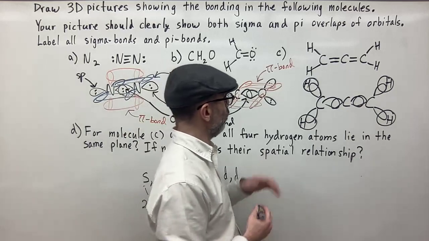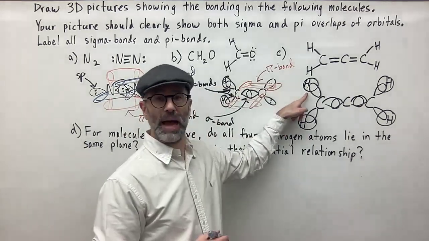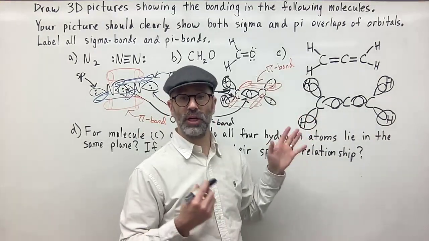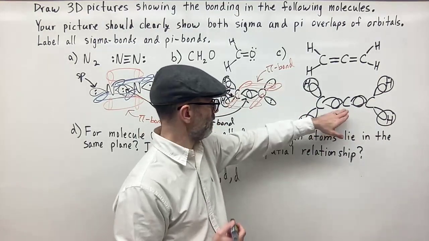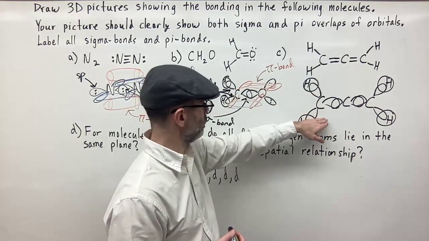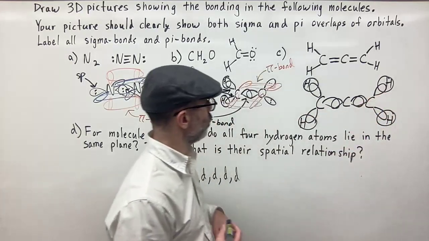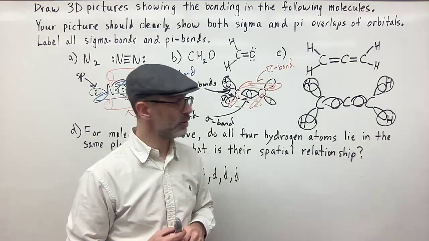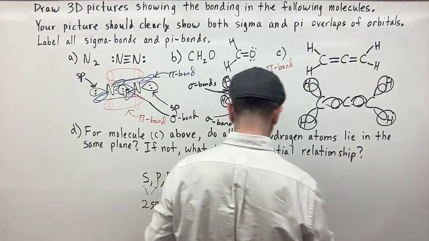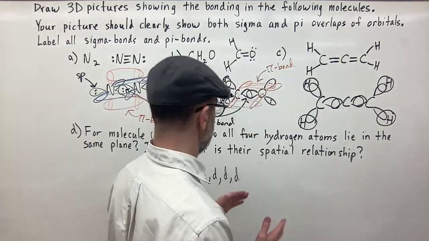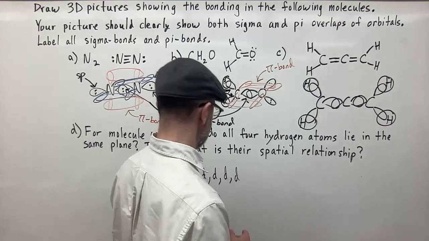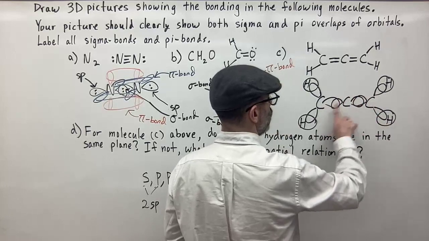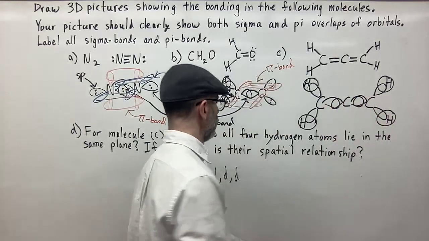Okay. Now, because we have overlap along the axis between the hydrogen and carbons, those are also going to be sigma bonds. So we have a sigma bond here, sigma bond here, sigma bond there, there, and there. So far we've got all the sigma bonds. What about the pi bonds? Okay, so one of the things we have to note here is that this carbon in the middle is forming pi bonds with both of them. So let's do one at a time.